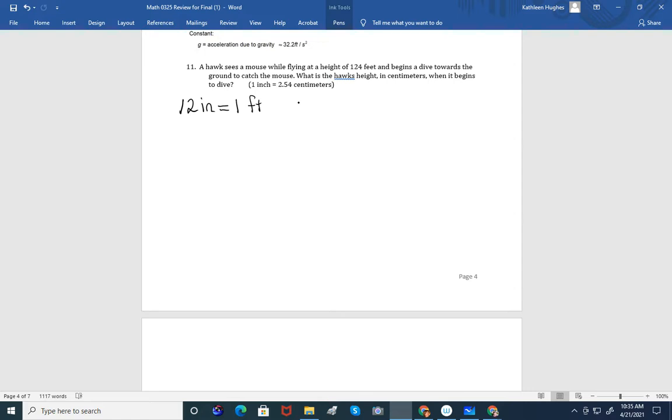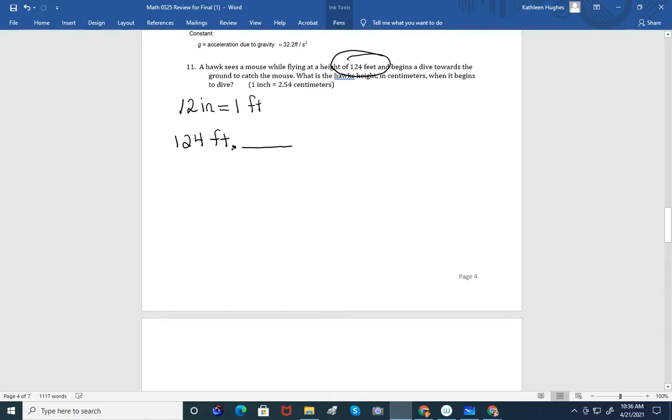Anytime you want to convert a measurement, we start with the measurement that we're given. We're given 124 feet. So that's where we begin. 124 feet. And then you're going to multiply, and you're going to multiply by a fraction. The trick is what goes on top, what goes on the bottom. Now you can draw it like this, where there's a multiplication dot. If I want inches instead of feet, I want my feet to cancel out.